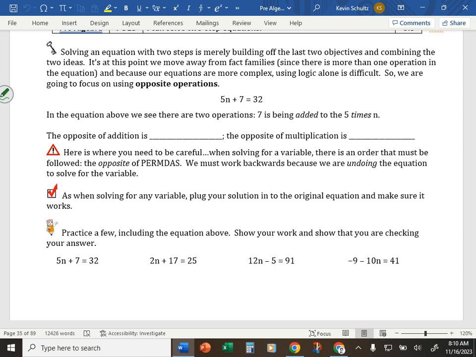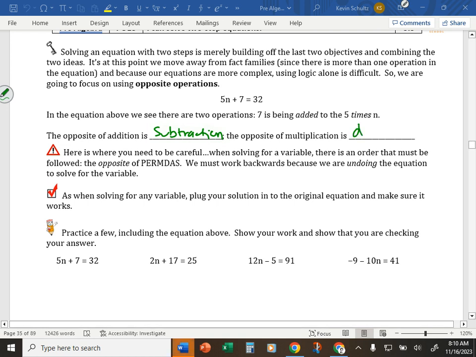And the opposite of addition, as we learned in PO16 and with PERMDAS, is subtraction. And the opposite of multiplication, as we learned in PO17 and in PERMDAS, is division.